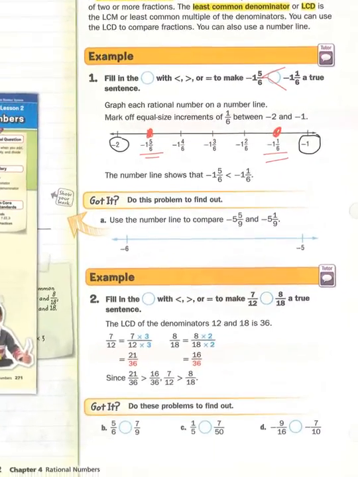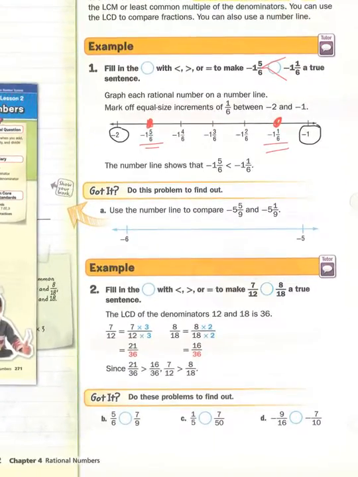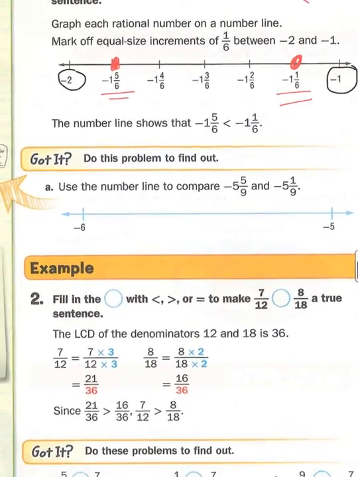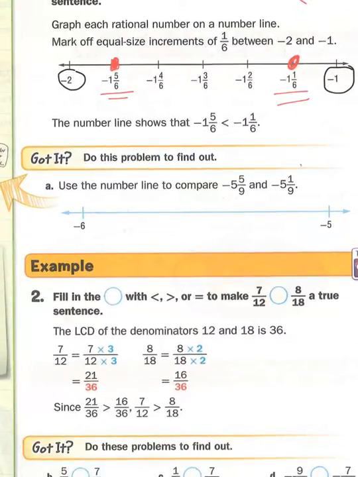Okay, then they give us another problem to try on your own, but they don't draw the number line out for us. They just give us the -6 and the -5, and you have to draw in the fractions in between. I've seen a lot of students have a hard time with this, so I'm going to show you a little trick to help you draw these. So what you want to do is, okay, this problem is asking us to compare the two numbers, -5 5/9 and -5 1/9. Okay, so as you can see, they already have a common denominator of 9.